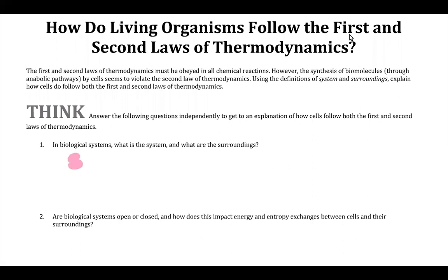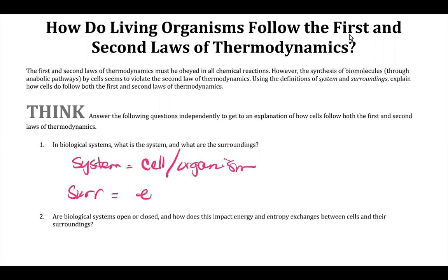So what is a system? Our system is basically either you can look at it as the cell or you can look at it as the organism, right? And what are our surroundings? Our surroundings are everything else. And then together you have to remember that all of that together is the universe, right? Kind of talked about that in class.